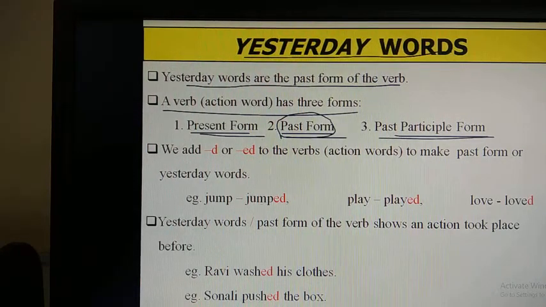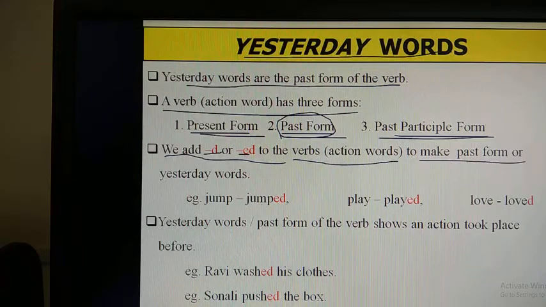Point number 3. How do we make the past form? We add d or ed to the verbs or action words to make the past form or yesterday words. Generally we add d or ed to the verbs or action words to make the past form or yesterday words of that particular verb.